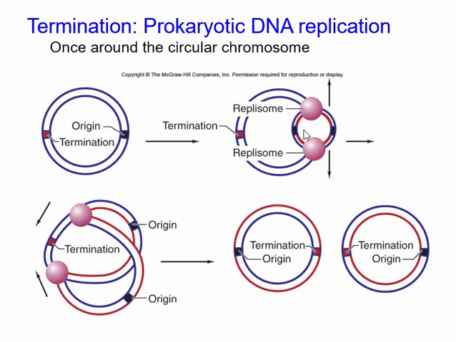Here's our replication bubble, our replisome, that's the DNA polymerase on the leading and lagging strand together going one direction. Here's another one going the other direction. Eventually, they're going to run into each other. And that's where the synthesis terminates. Now you have two circular chromosomes as a consequence of that.